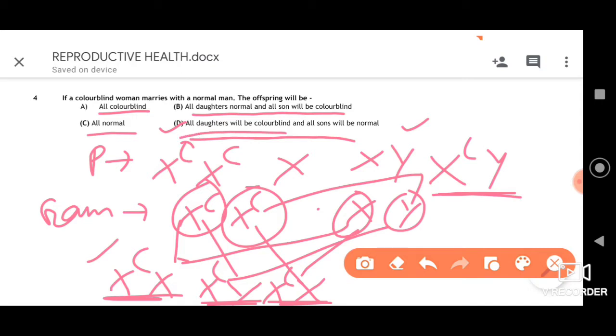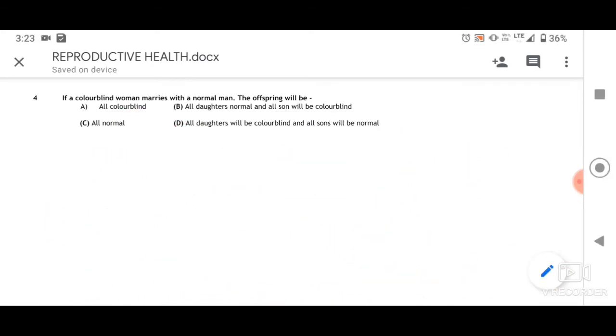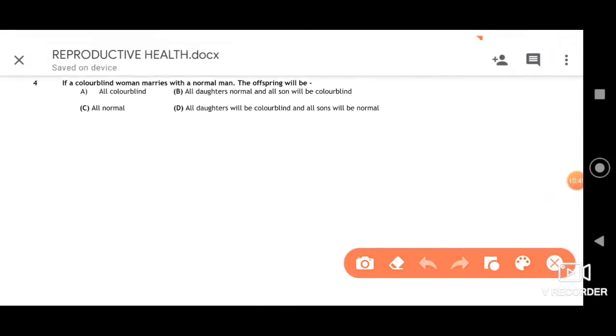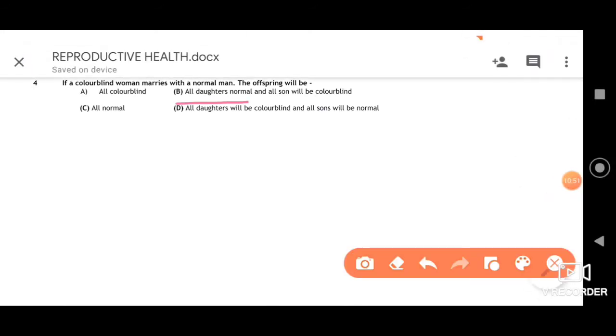So the right answer is option B, that is, all daughters are normal, generally carriers, but the sons will be affected, all the sons will be color blind. So that is the condition here, my dear friends. So you have to go for option B. It follows the crisscross inheritance.